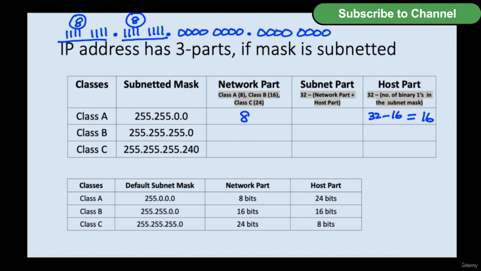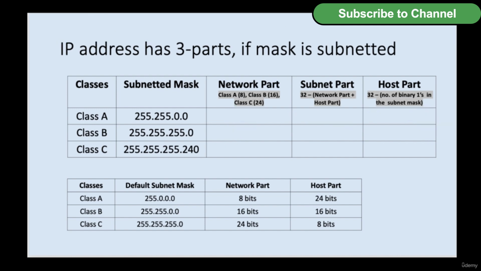The third item that we have to determine is the subnet part. The criteria is 32 minus network part plus host part. So, this is my network part, this is my host part. So, 32 minus 8 plus 16, it will give me the result 8. So, now if I count this 8 and this 16, this is altogether 32.